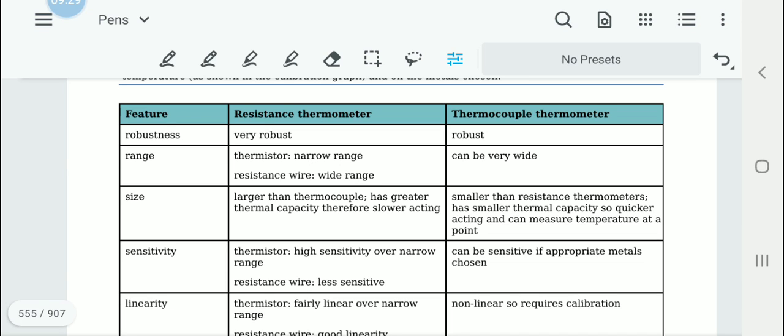Sensitivity: a thermistor thermometer, like we discussed, can be used to measure the temperature of a narrow range with high accuracy, because it has a high sensitivity over a narrow range. Resistance wires are going to be less sensitive. Then thermocouple thermometers will depend on what kind of metals are used. If the correct and appropriate metals are chosen, then they can be sensitive.